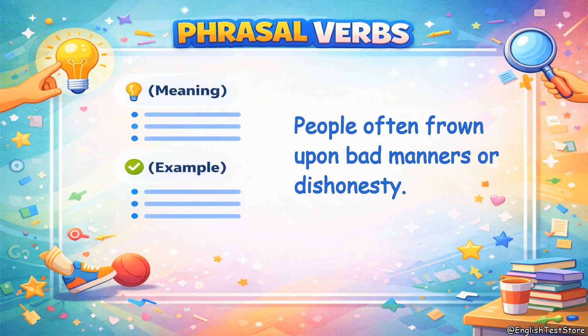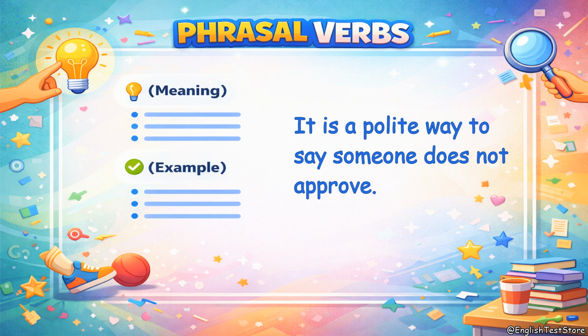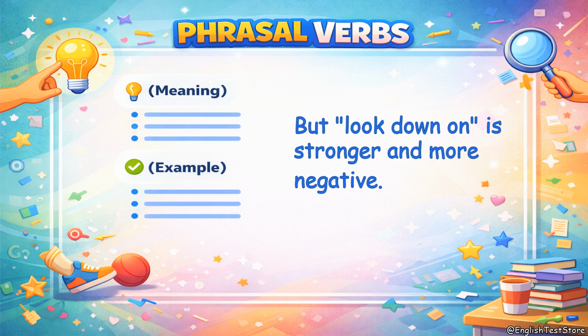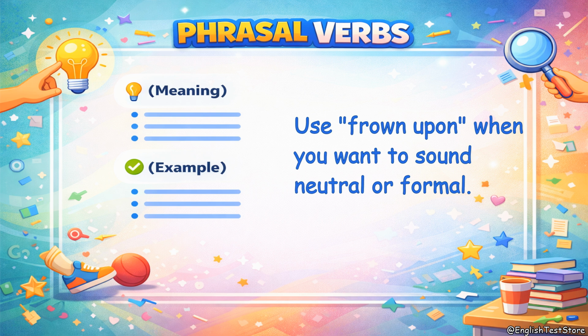People often frown upon bad manners or dishonesty. It is a polite way to say someone does not approve. Synonyms include disapprove of and look down on. But look down on is stronger and more negative. Use frown upon when you want to sound neutral or formal.